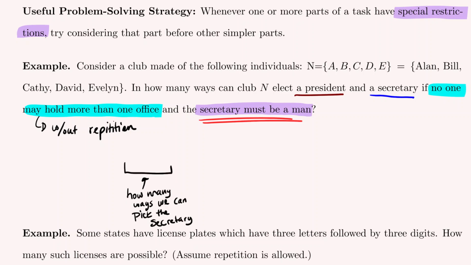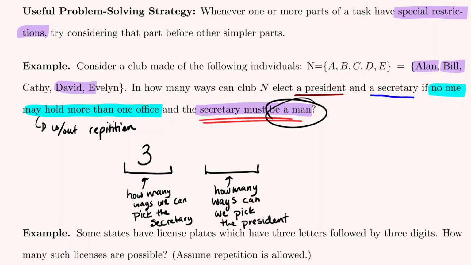Now, the only rule that we have to follow in picking the secretary is the secretary must be a man. Looking back at our club, Alan, Bill, Kathy, David, Evelyn, I see there's 3 candidates. Alan could be picked, Bill could be picked, David could be picked. So how many ways can we pick the secretary? Well, there's 3 people available who fit our criteria. So 3.